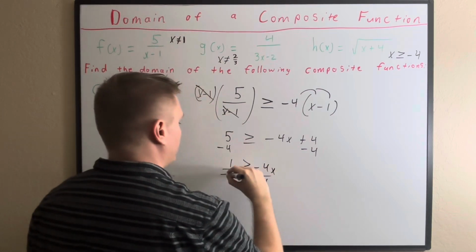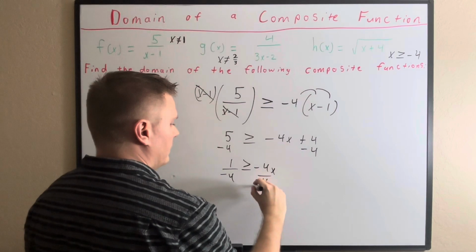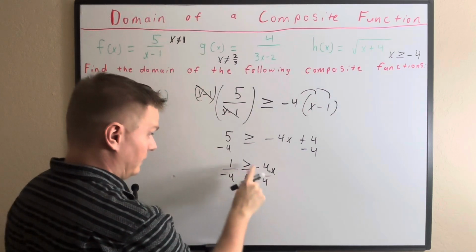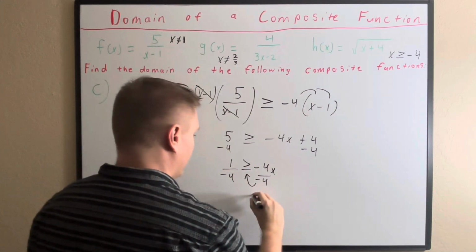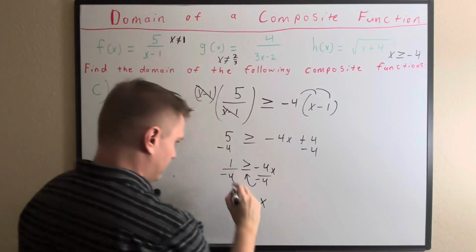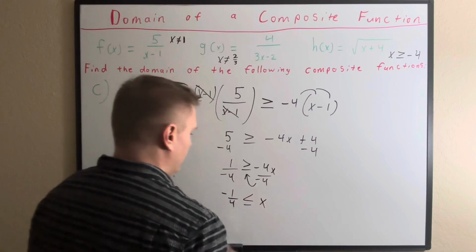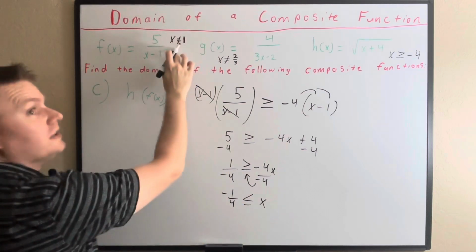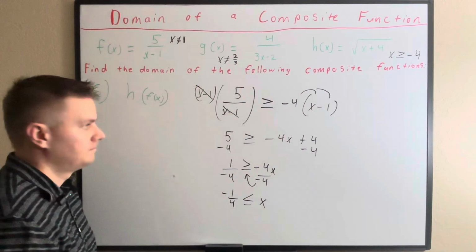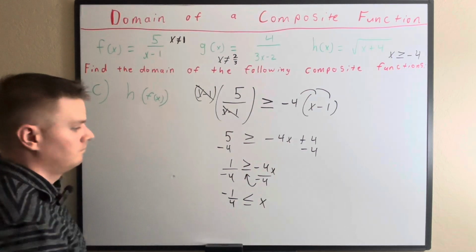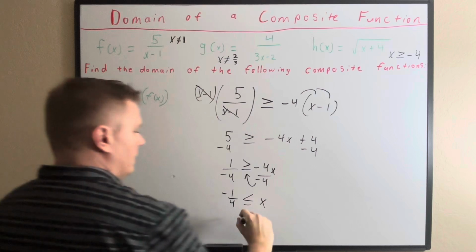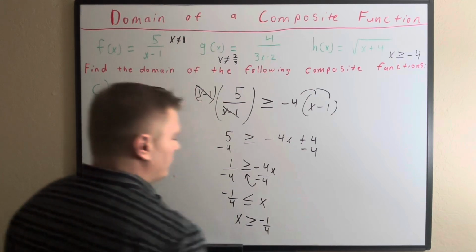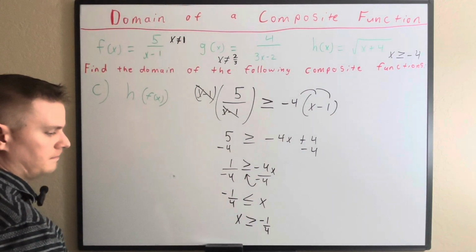Divide by negative 4. All right, this is when we flip the sign, right? You got to remember, if we are dividing or multiplying both sides of an inequality by a negative, we got to flip that sign. So this becomes less than or equal to, and this is just negative 1/4. Okay, so we combine this restriction with this restriction, and we get the domain of h of f of x. All right? So let me write this from left to right. X is greater than or equal to negative 1/4. Right? Yes.